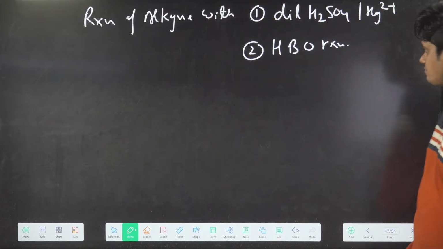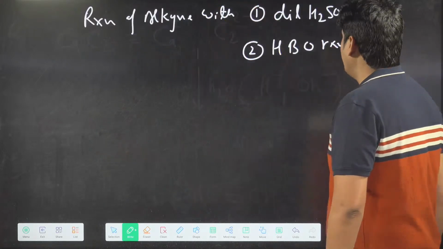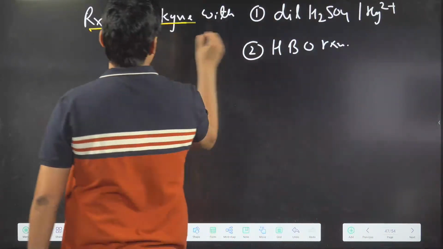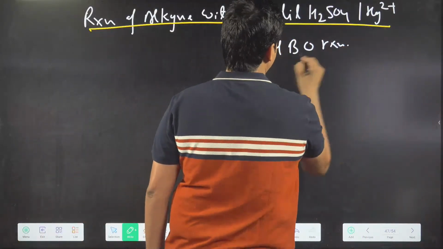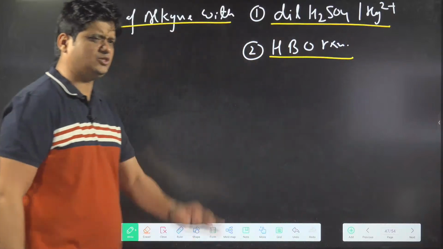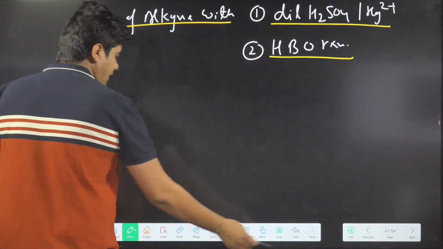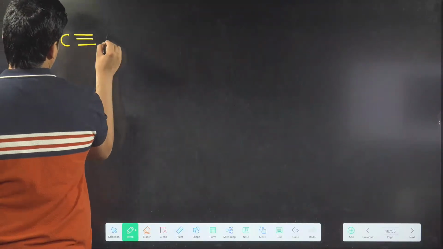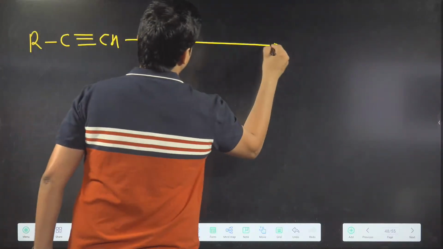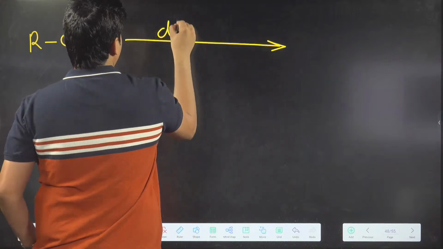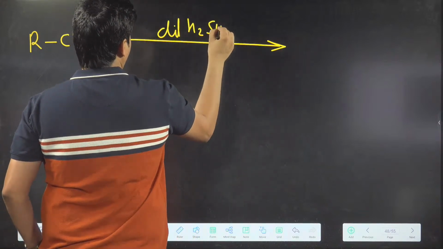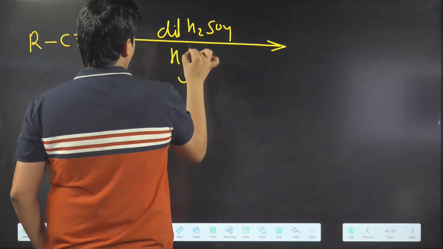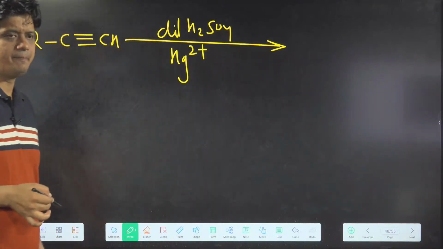Next, the reaction of alkyne with dilute sulfuric acid and the hydroboration oxidation reaction. These two are very important reactions. Okay, we'll cover them one by one. Now this alkyne is there, RC triple bond CH. It is treated with dilute sulfuric acid in the presence of Hg2+ catalyst.